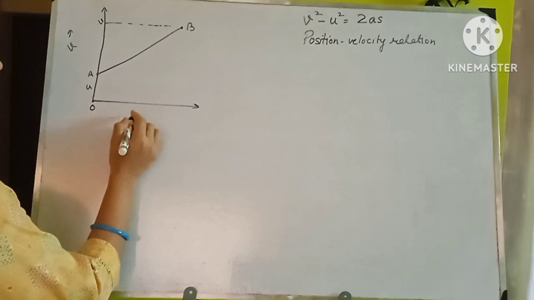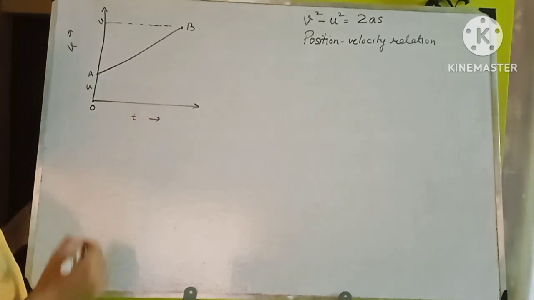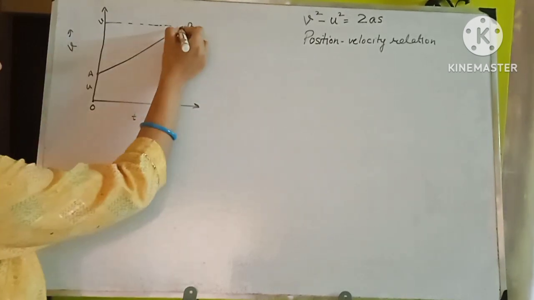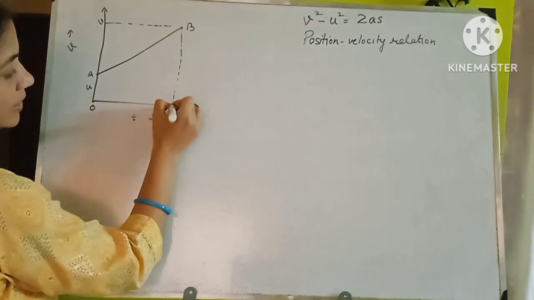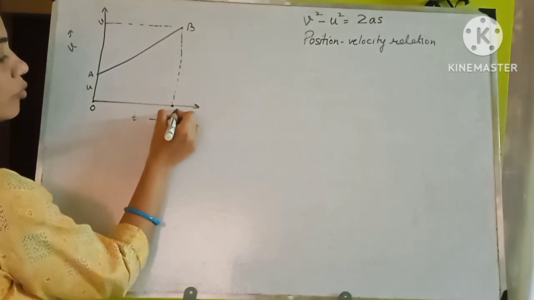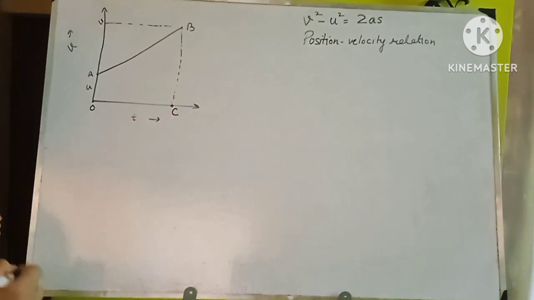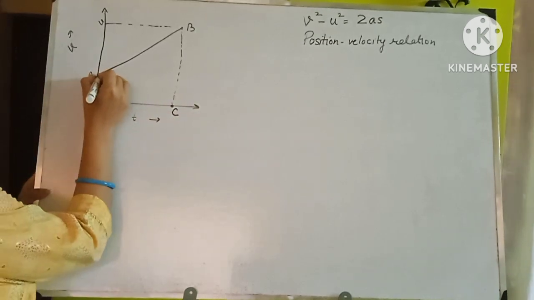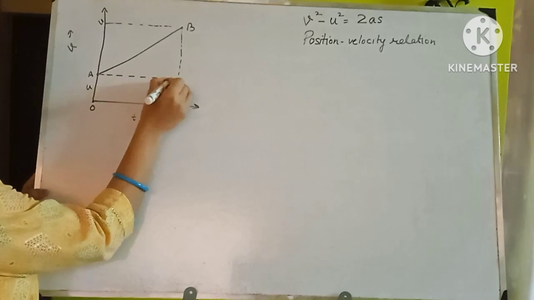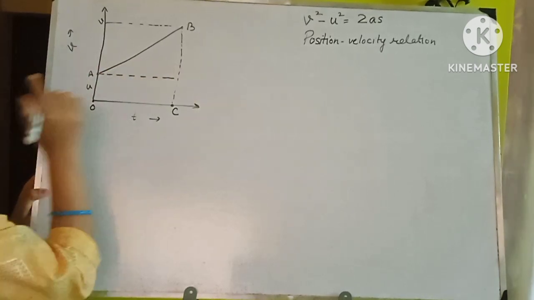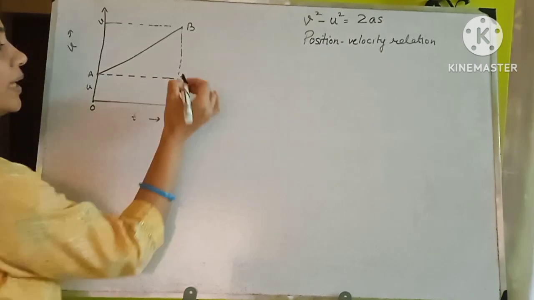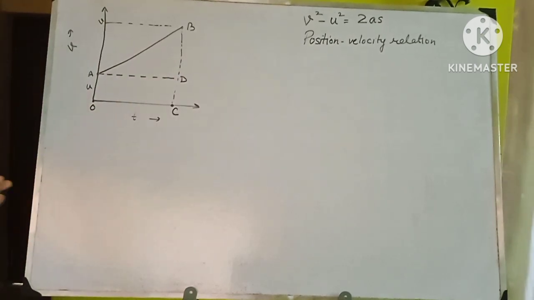Now, what will we do? We will do some simple constructions for our derivation. The first construction: a perpendicular from B on the time axis, and let me mark it out as C. The second construction is a line parallel to the time axis. See here, this is your time axis, a line parallel to the time axis from point A, and let us mark it out as D.